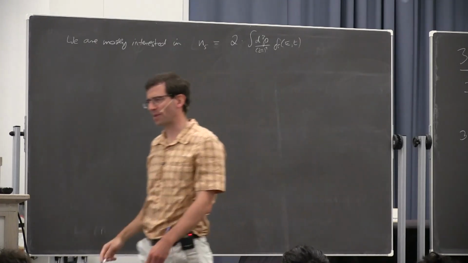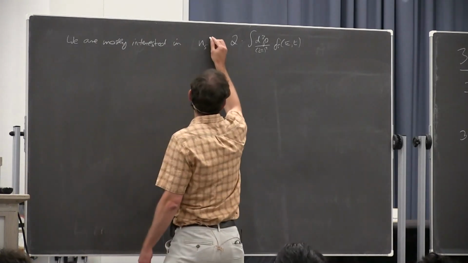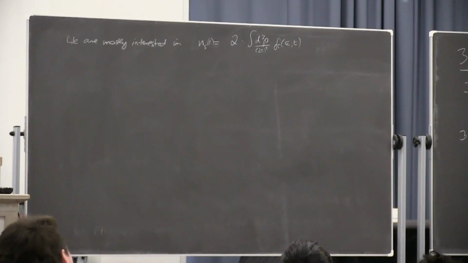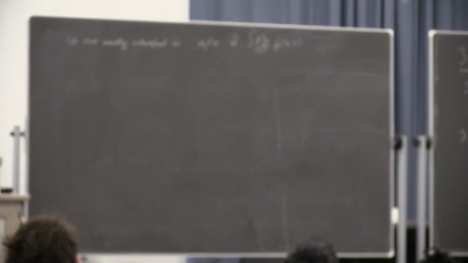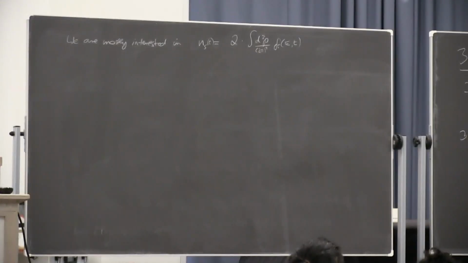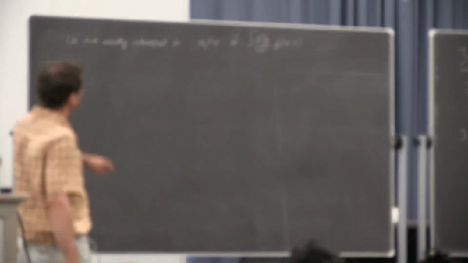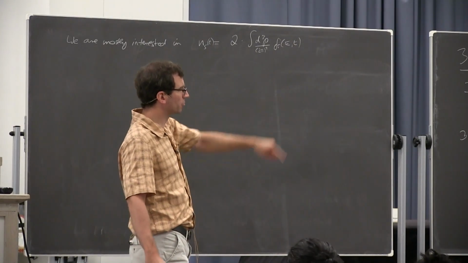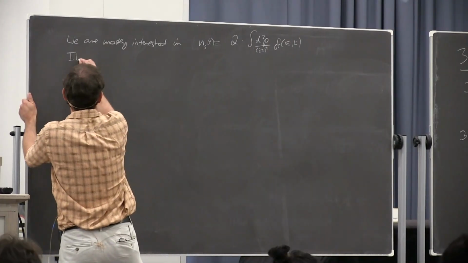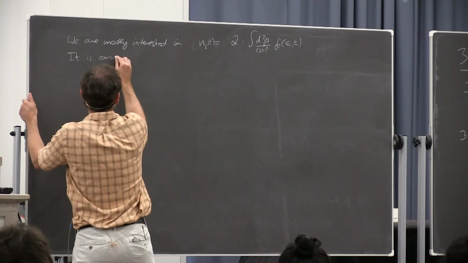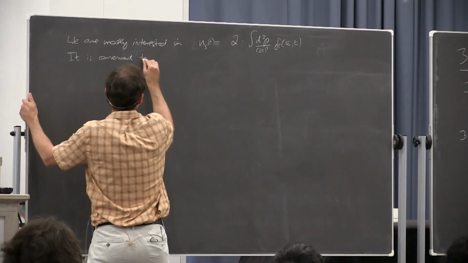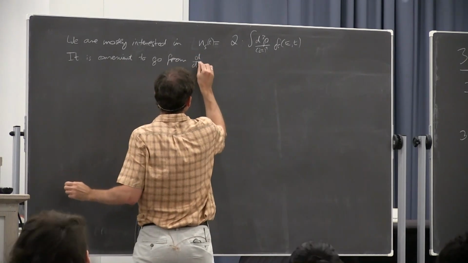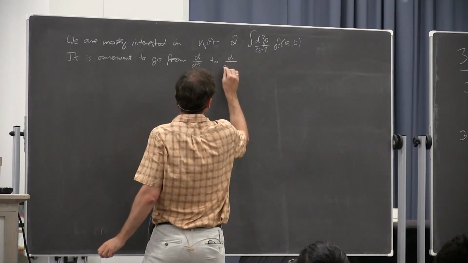So that's just the sterile neutrino number density. And that is now just a function of time. Energy has been integrated over. As we do this, it is moreover convenient to go from derivatives with respect to time to derivatives with respect to A. So it is convenient to go from d over dt to d over dA.